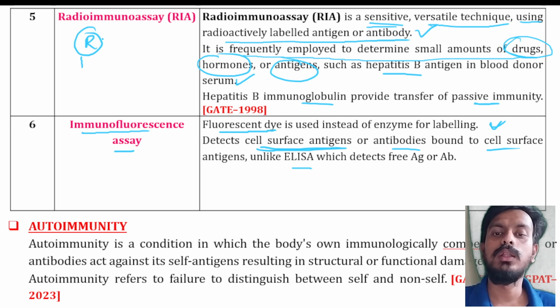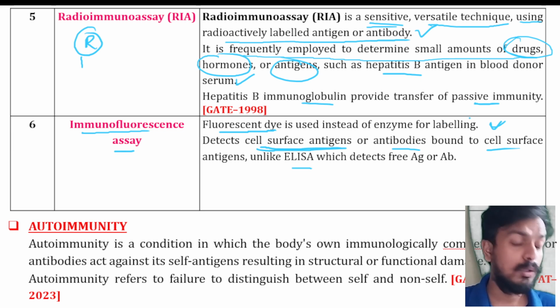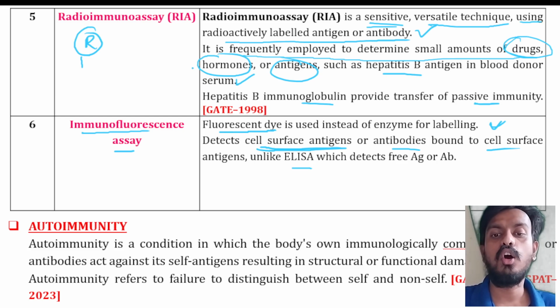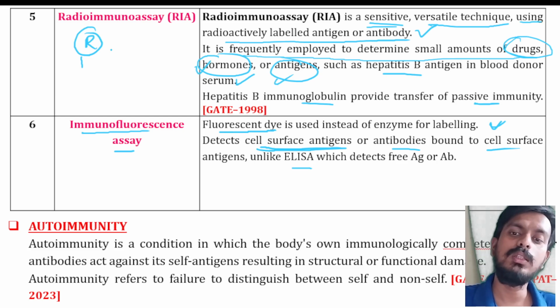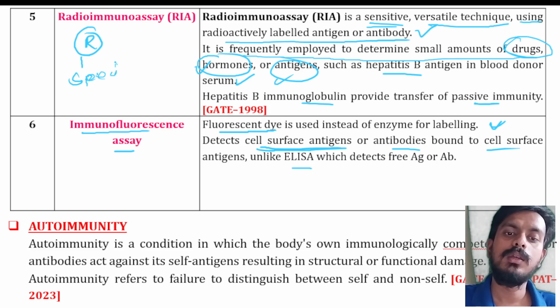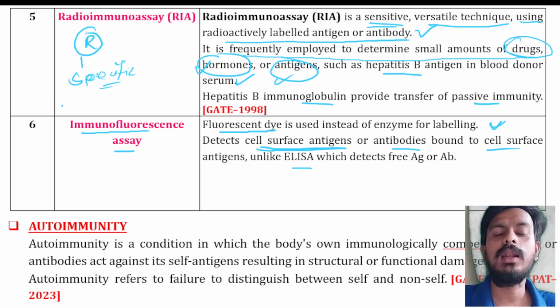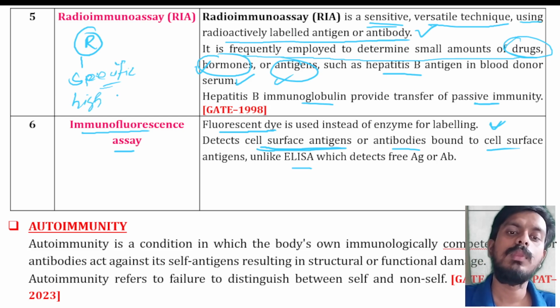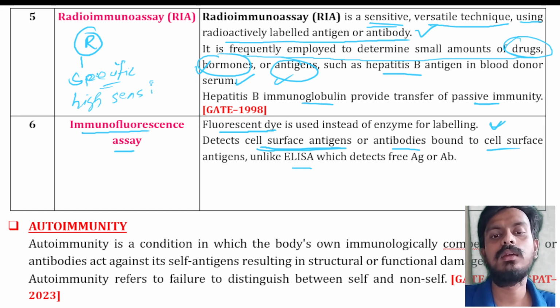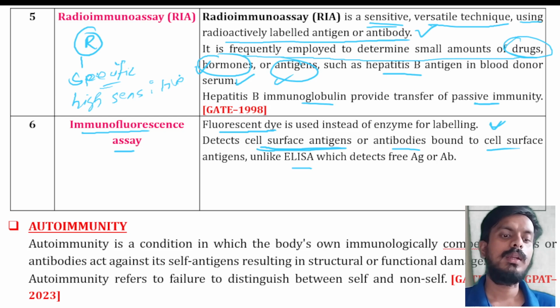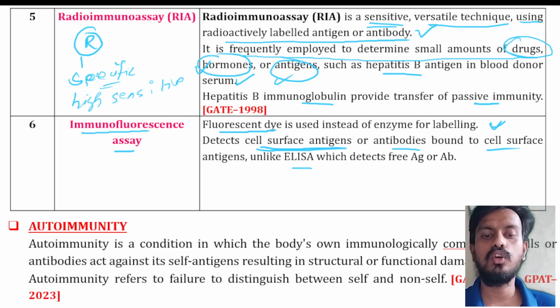So here the frequently employed determinant is used in the determination of drugs and hormones, because these tests are highly specific and have high sensitivity. Next term is autoimmunity. What is autoimmunity?